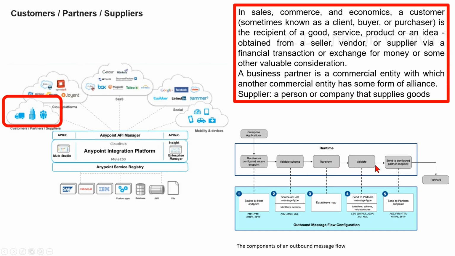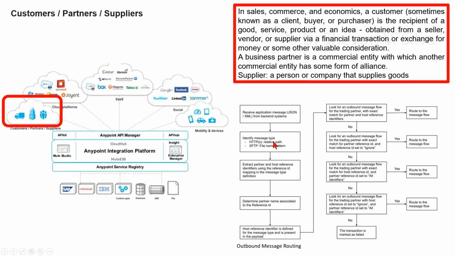Transform is connected to validate. Validate interacts with send to partners message type, identifiers, schema, validation rules: CSV, EDIFACT, JSON, X12, XML. Validate is connected to send to configured partner endpoint, and it interacts with the send to partners endpoint: AS2, FTP, HTTP, HTTPS, SFTP. Send to configured partner endpoint is connected to partners. Here you can see outbound message routing.